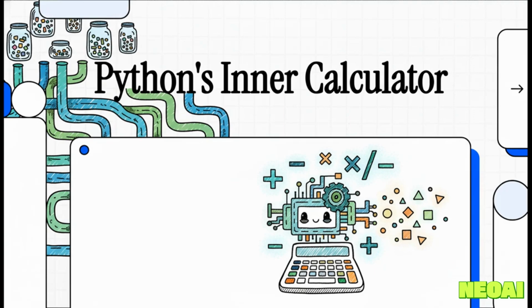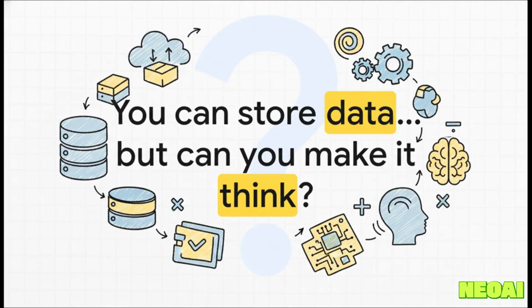All right, welcome back. So, we've talked about how to store information, putting it in those little digital jars. But that's just step one. Today, we get to the really cool part. We're going to make the computer actually do stuff with that data using some basic math. Let's get into it.